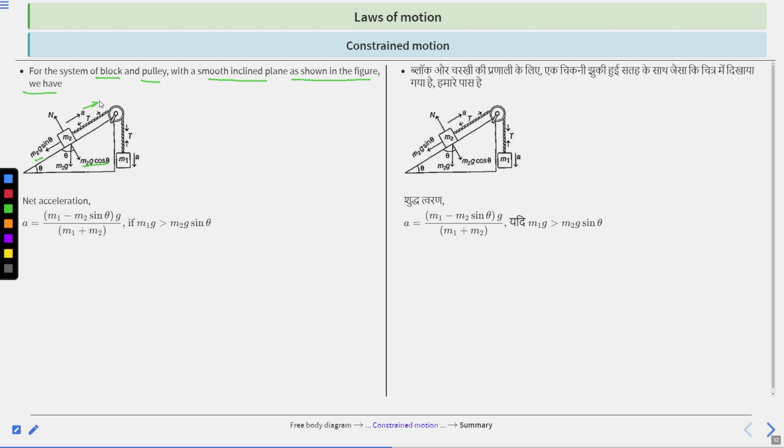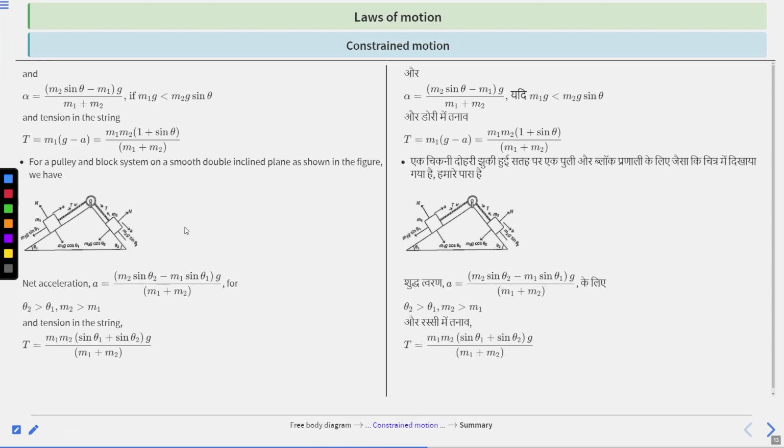In this direction. Clear? So net acceleration a equals (M1 minus M2 sin theta) divided by (M1 plus M2), multiplied by g, if M1g is greater than M2g sin theta. Clear? So this is the constant motion. Next is alpha. For alpha equal to (M2 sin theta minus M1) multiplied by g divided by (M1 plus M2), if M1g is less than M2g sin theta.